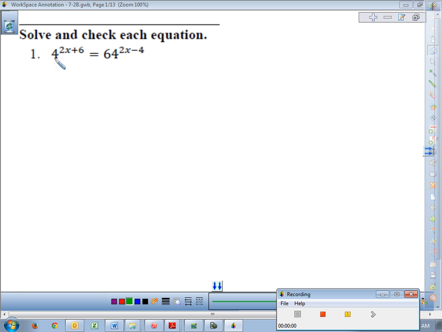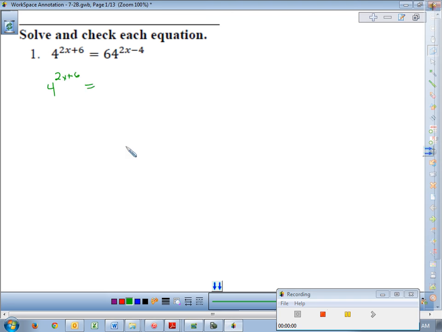Isn't this guy base 4, correct? And this is base 64. What could we rewrite them as? Can we rewrite base 64 and base 4 as the same base? What do you want to choose? Base 2 would work. What else would work? Base 4. So this is 4 to the 2x plus 6.